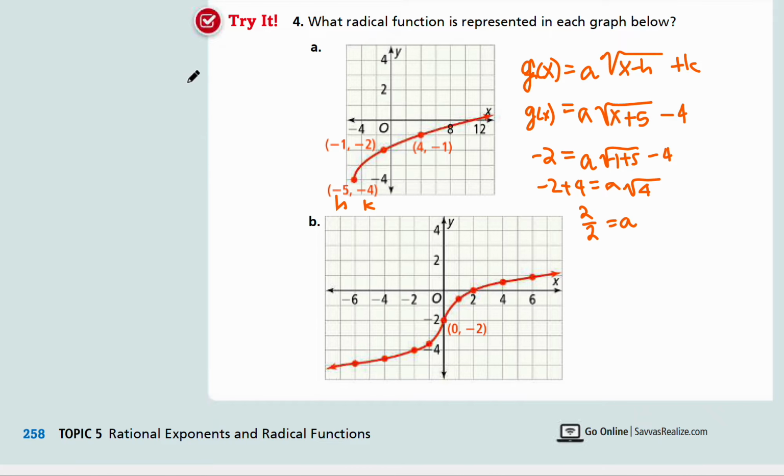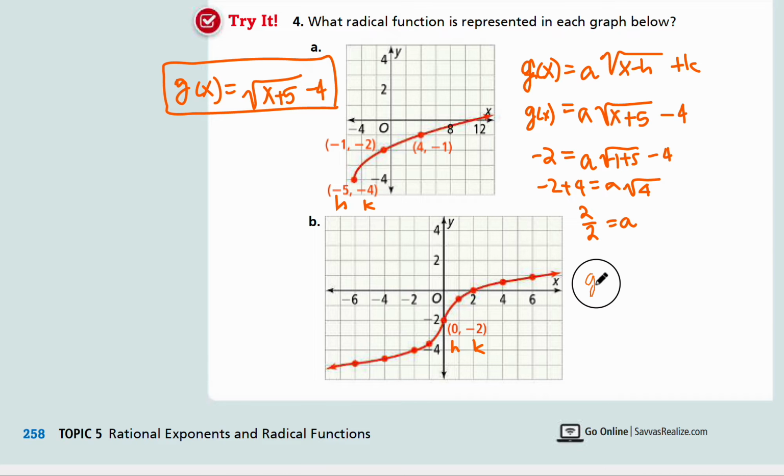And so our final equation would be g of x is equal to 1 times root of x plus 5, minus 4. They just translated, no stretch. Let's look at part B. We know this is an odd function because we have 2 arrows, and we have a middle point here, right? So that's going to be our (h, k) for the cube root function.